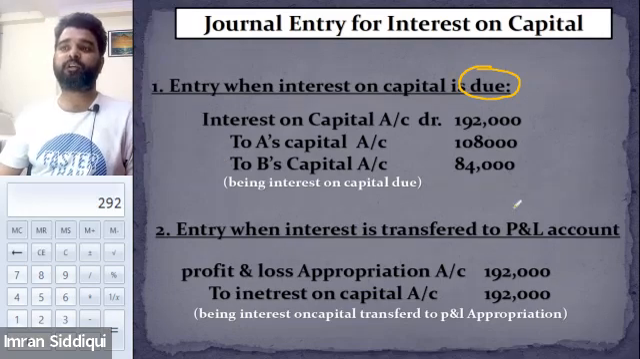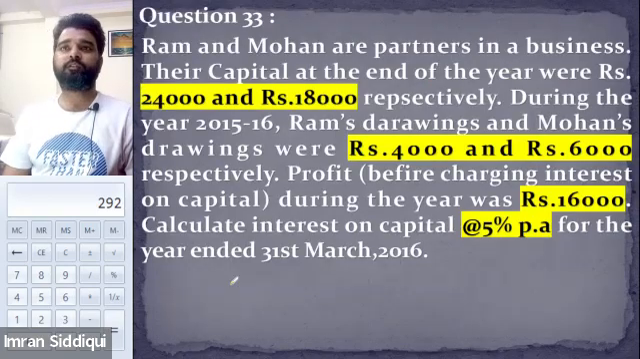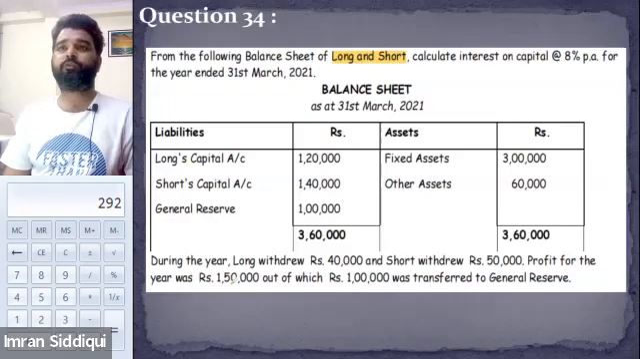And similarly, when it is transferred to the P&L appropriation, then also we need to pass a journal entry, that will be profit and loss appropriation account to interest on capital account. So I hope all these entries are clear to you. Considering that, we will continue with question number 34.